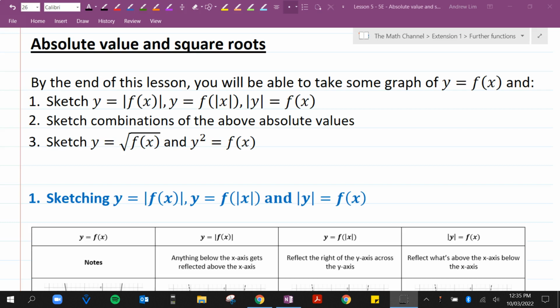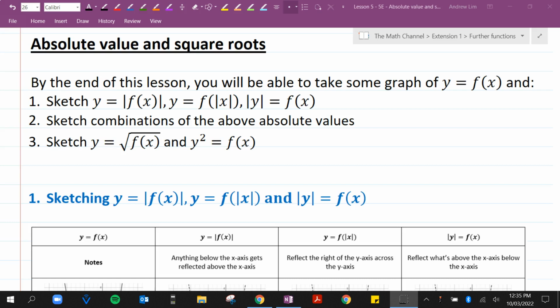In this video we're going to be looking at absolute value and square roots. By the end of this lesson you'll be able to take some graph of y equals f of x and sketch these different transformations: y equals the absolute value of f of x, y equals f of the absolute value of x, the absolute value of y is equal to f of x, combinations of those three, as well as sketch y equals root f of x and y squared is equal to f of x.